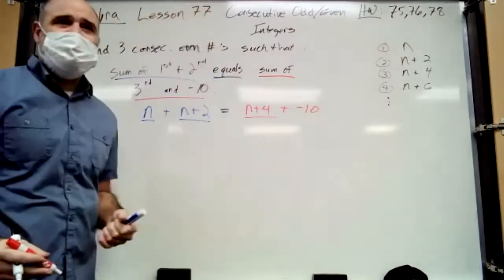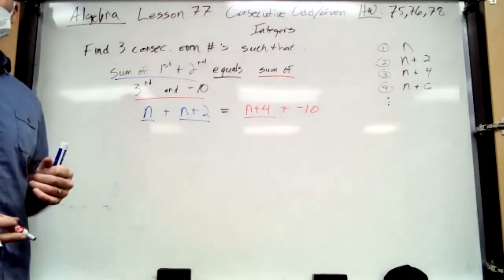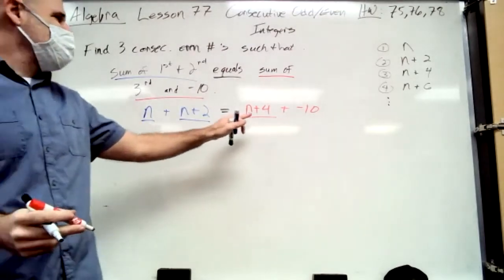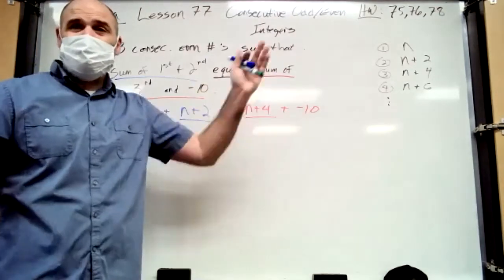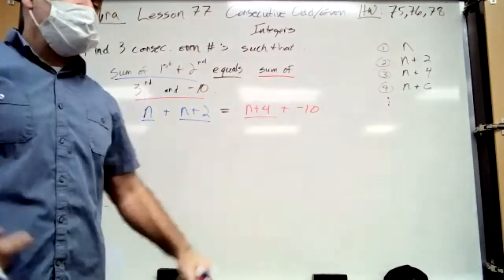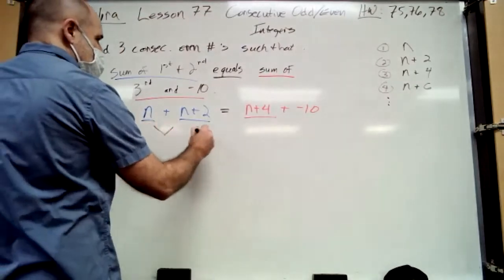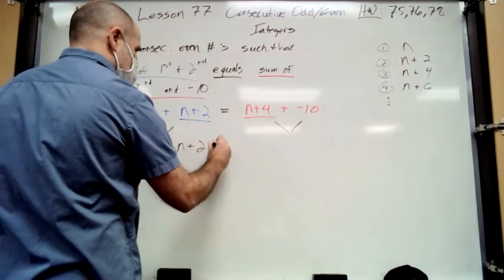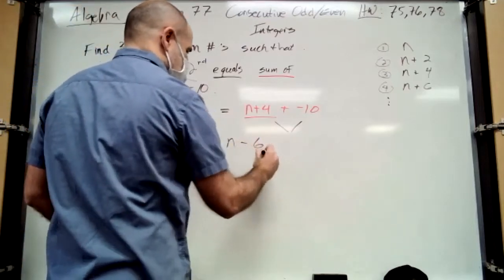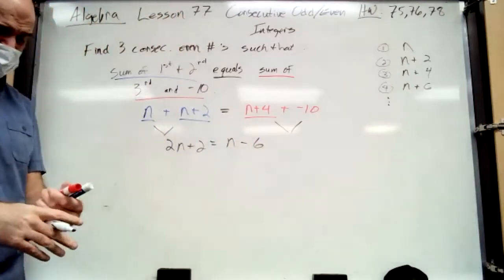Yeah, plus negative 10 or minus 10, same thing. So see how this is the sum of the third and negative 10. Exactly what it says. All right, simplify and solve. Combine like terms. So you get 2n plus 2 equals n minus 6, or n plus negative 6.